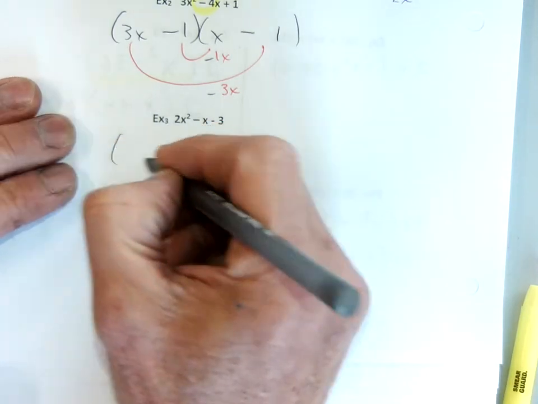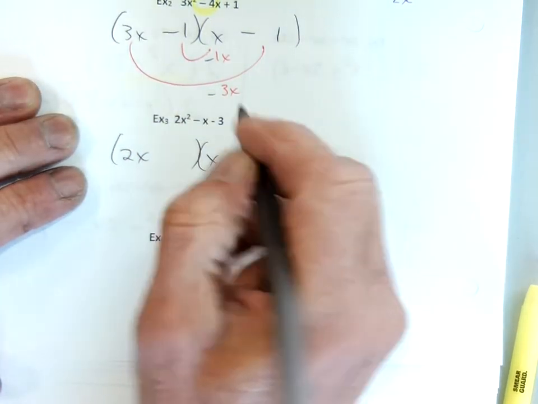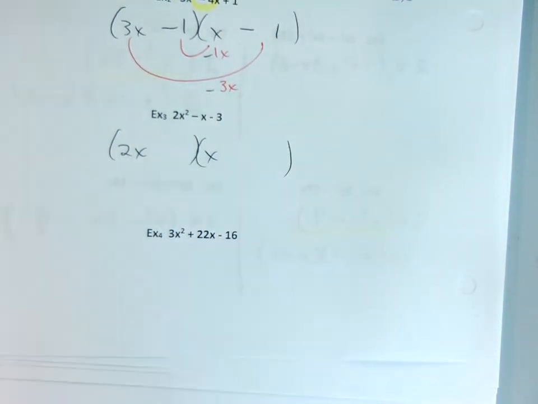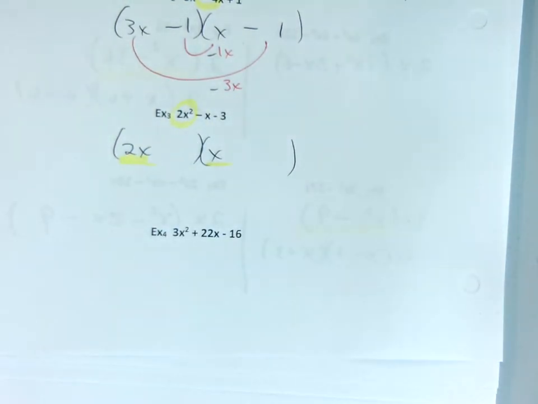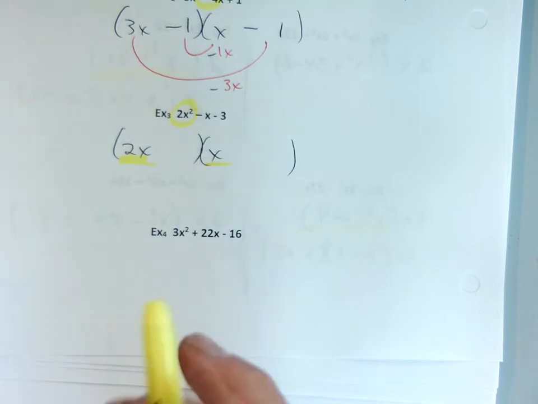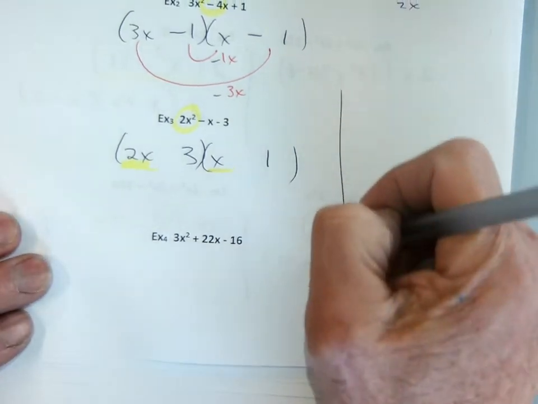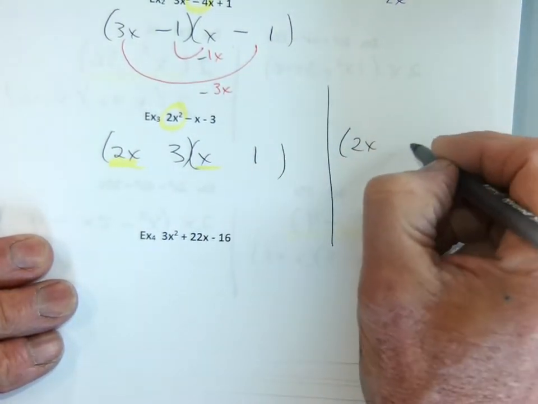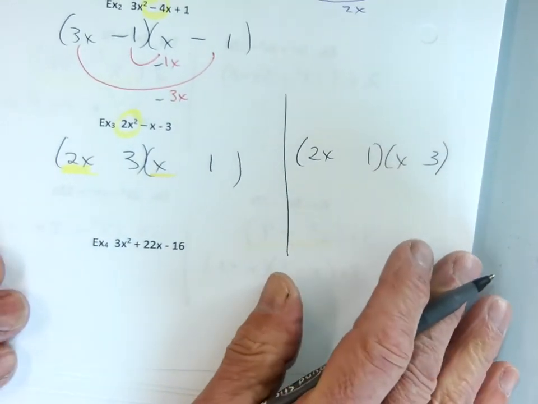Okay, now, how about example 3? What are you going to do first? Example 3. 2x, x. Everybody get that? It's the only way you can get your 2x squared, okay? Now, what times what makes 3? How about 3 times 1? Okay, how about 3 times 1, okay? Or it could be like this. It could be 1 and 3, right?